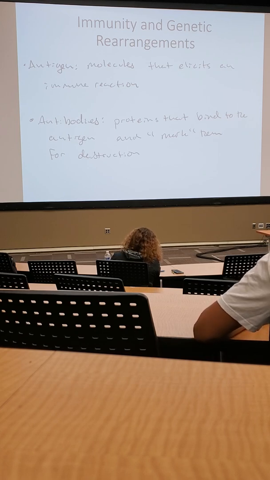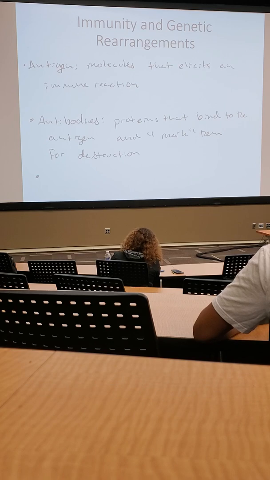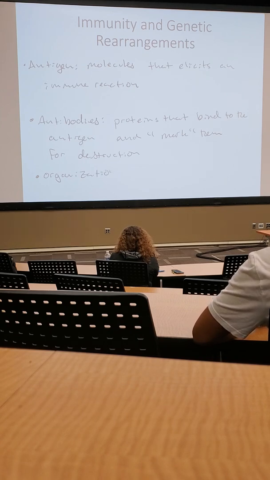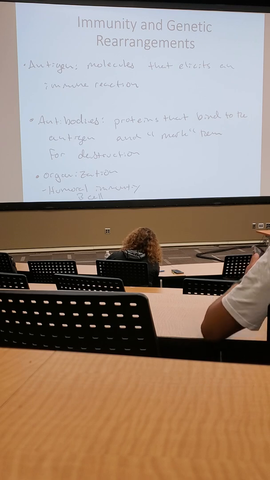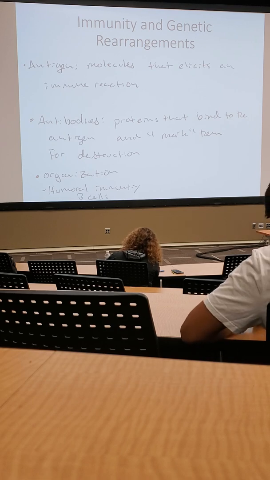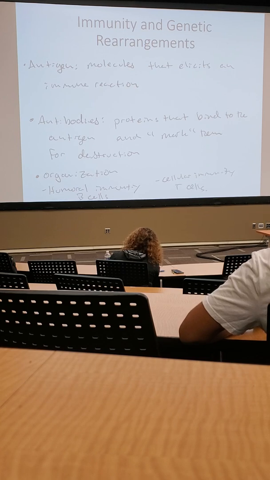So how is this all organized? I'm running out of room a little bit. We have humoral immunity. This is production of antibodies by B cells. Some of you might know some of these terms probably better than I do. And then you have cellular immunity. These are T cells.